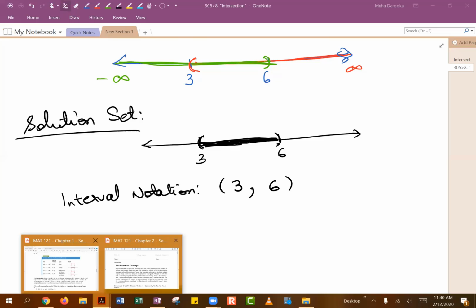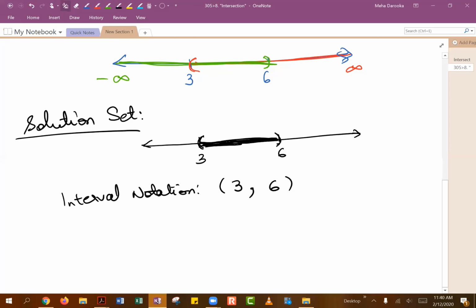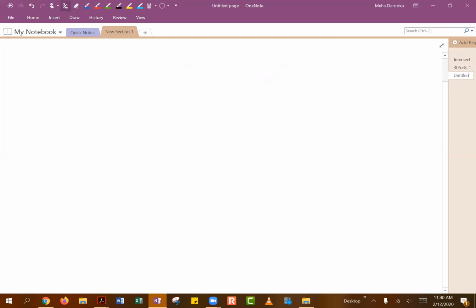Okay. Now, the next example is with an "or" inequality. So if "and" was intersection, "or" is going to be union, right? Because that was the other thing we talked about. So let's see how the union will work in these sets. Okay, so this guy is number 4, and we've got 1 minus x less than 7 plus x, or 4x plus 3 greater than x. So again, solve each inequality individually.